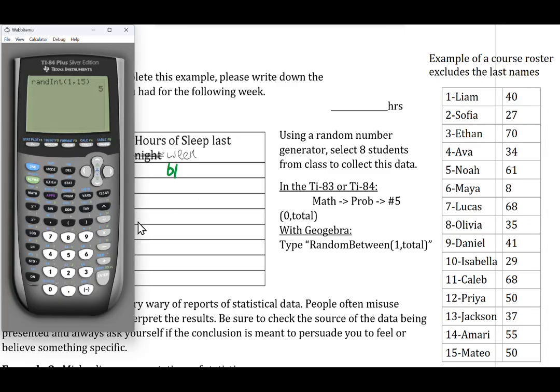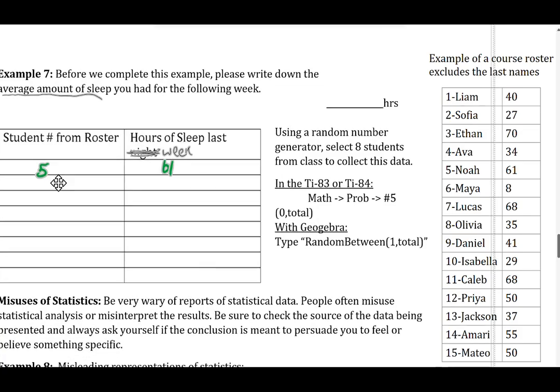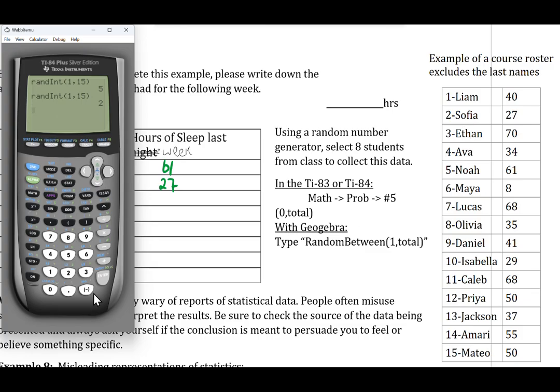Then we would go to the same function in our calculator, number 2, which would be Sophia, and she had 27. And we would keep selecting random numbers using our random number generator. 1, which would be Liam, 40, 11, which would be Caleb, 68. Number 1 again, if this was the case, we would skip number 1 because we've already taken the data for Liam. We would go on to number 7, which would be Lucas, and we can collect all of our data in this fashion.